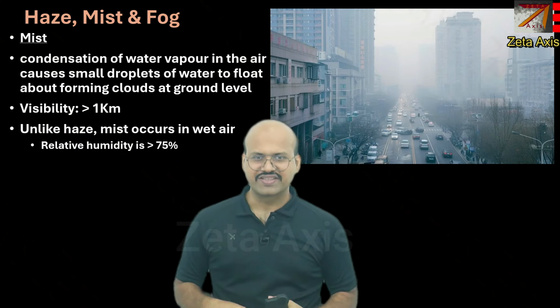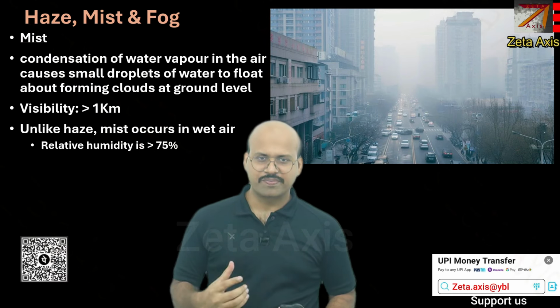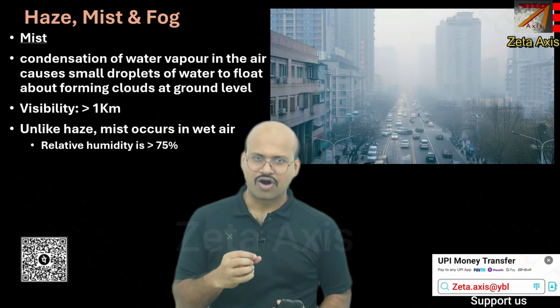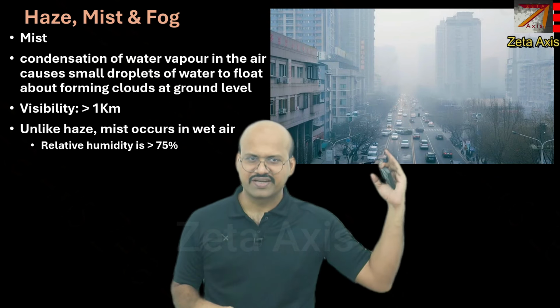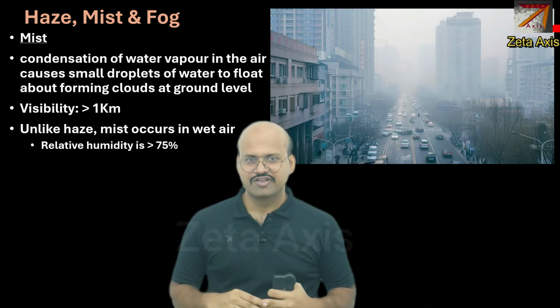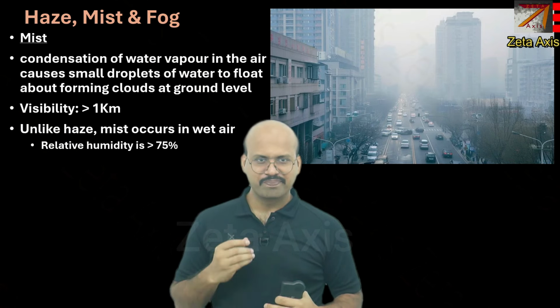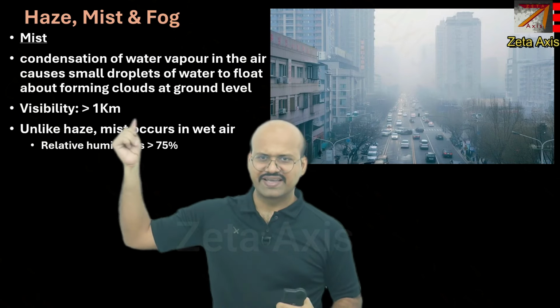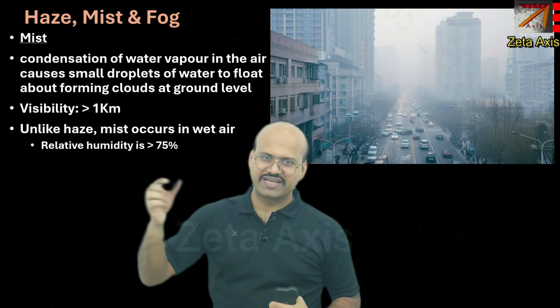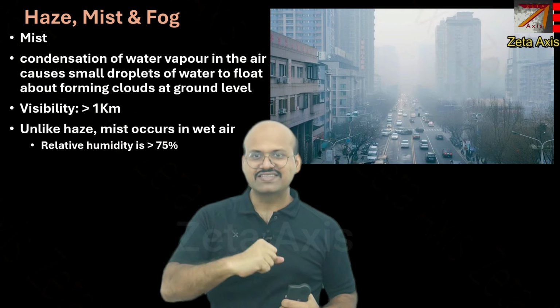So this occurs when there is high humidity in the air and the night is very cold. The water vapor in the air will condense to form water droplets. They will be suspended in the air, reducing the visibility. So this kind of condition is called mist. And the visibility is generally greater than 1 kilometer in the mist. So the density of the cloud is lesser in mist.